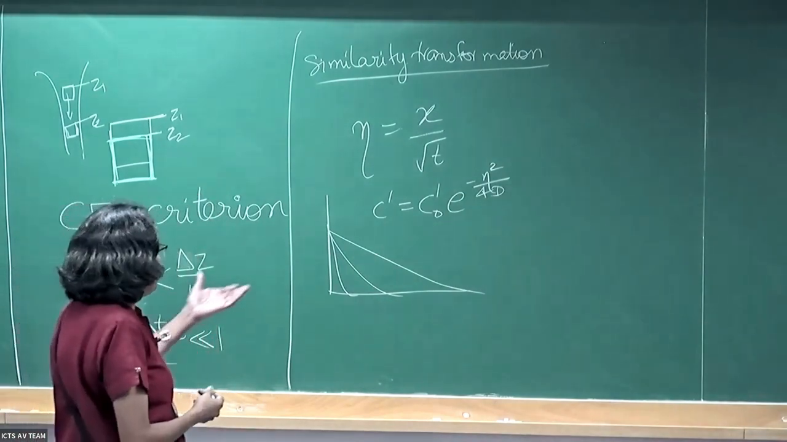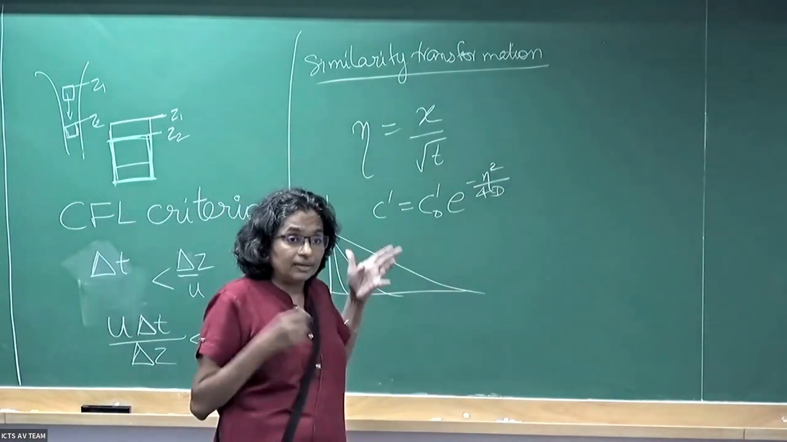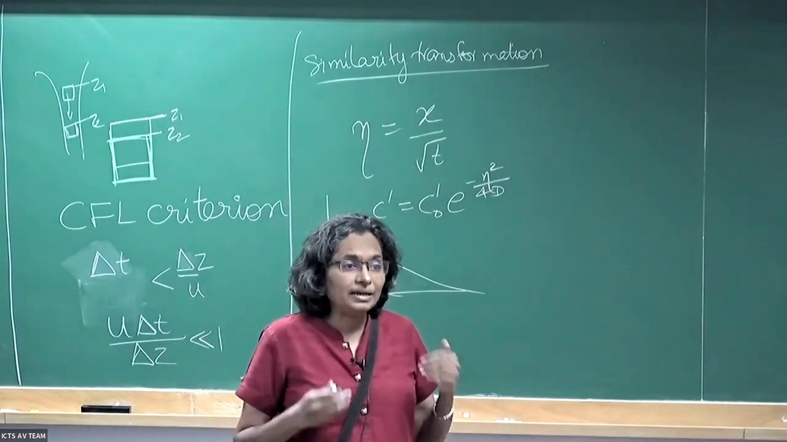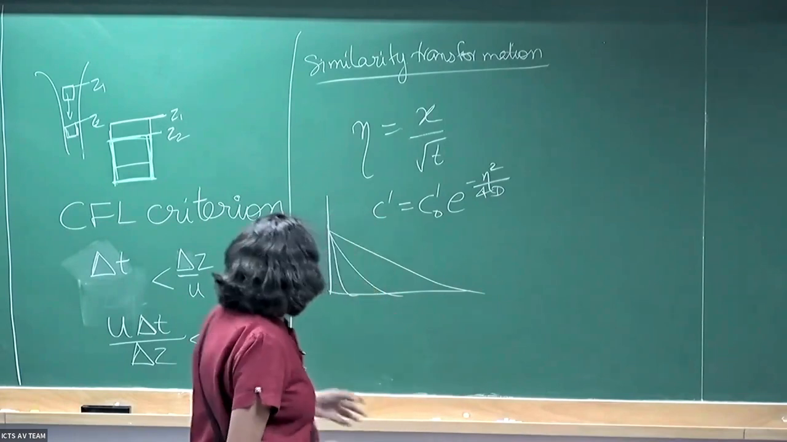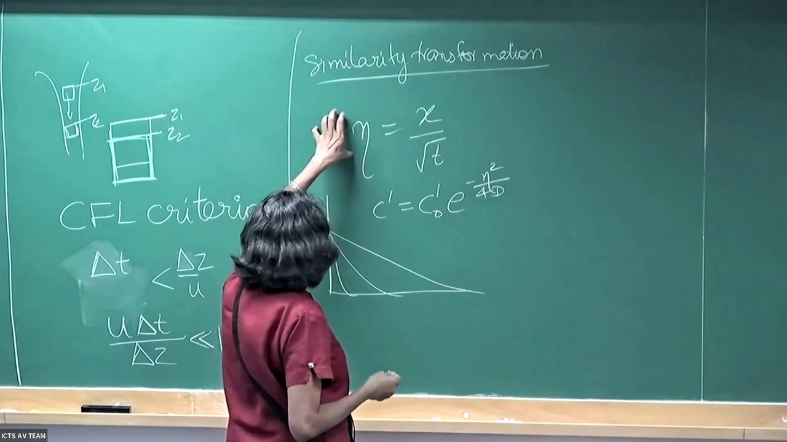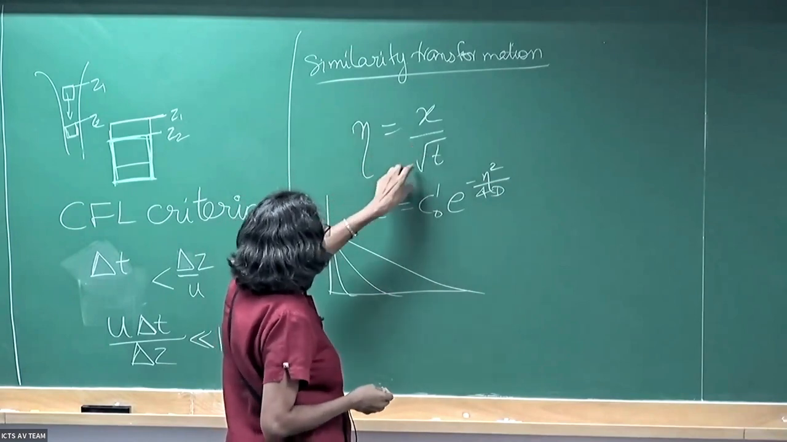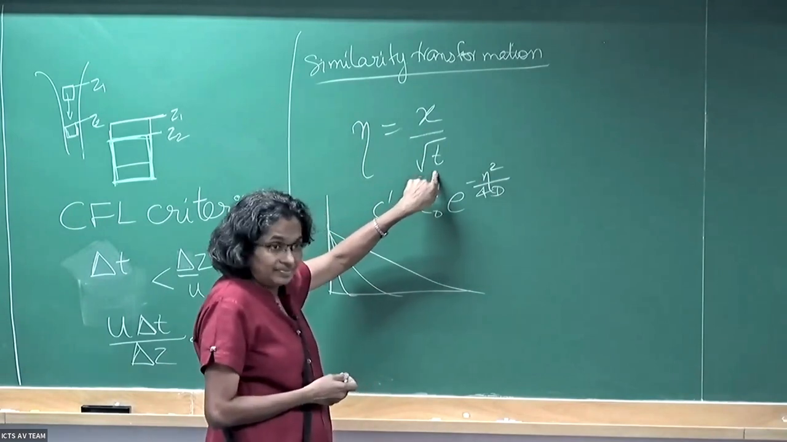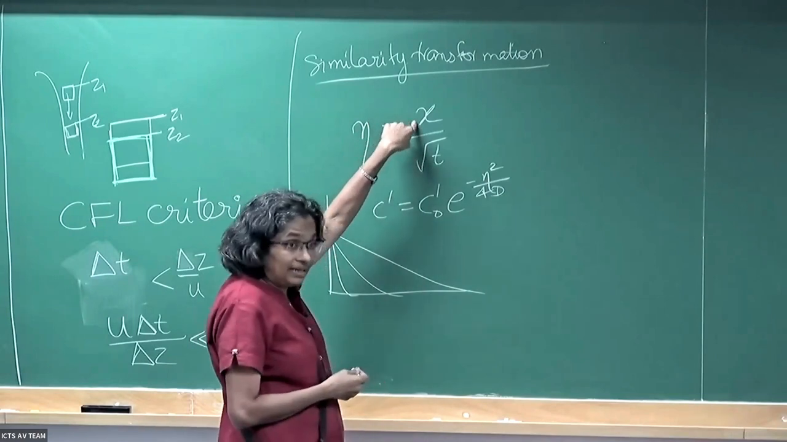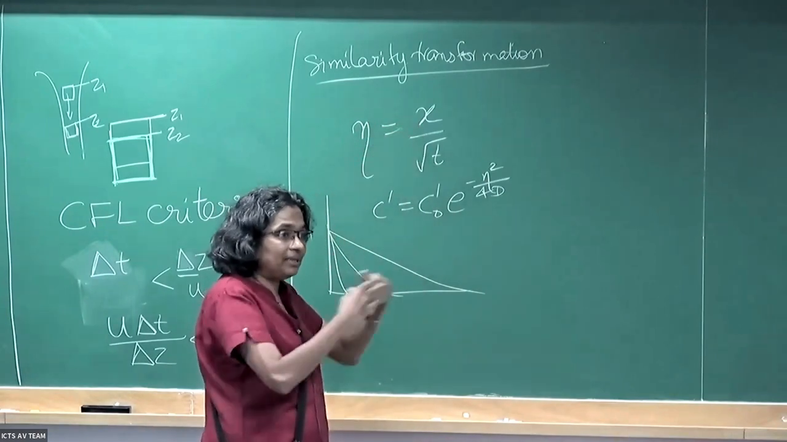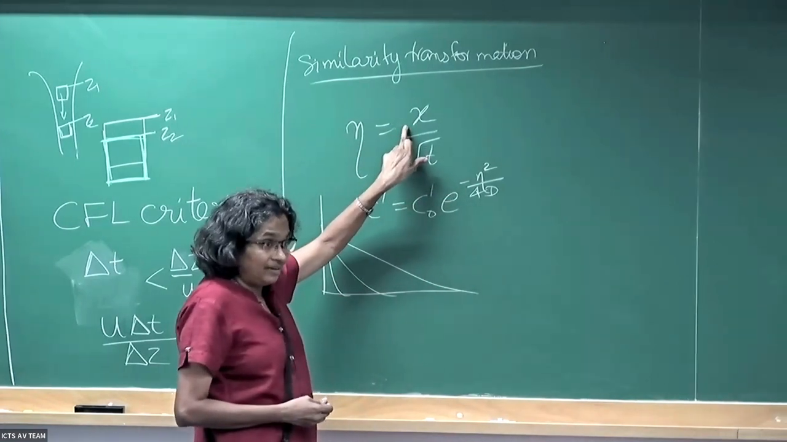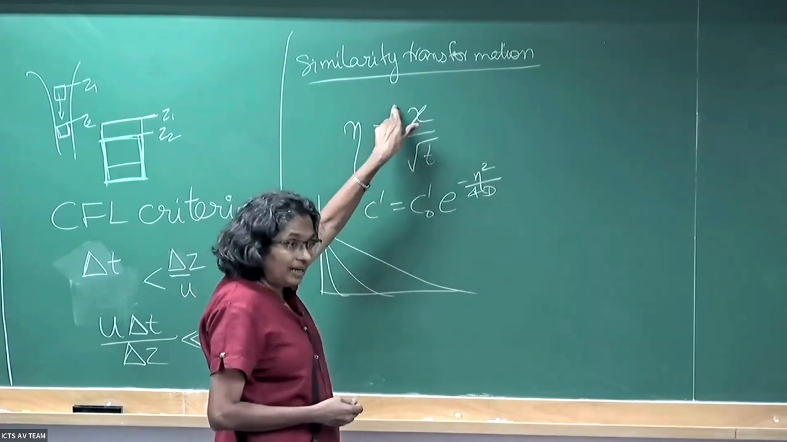We got this kind of equation. So now you see that the concentration depends only on eta. That means if I solve it at one time, it's a function only of eta. So suppose I've solved it at, let's say, time equal to one. Whatever the value was at x equal to one and time equal to one, that same thing will be the answer at time equal to two and x equal to four.